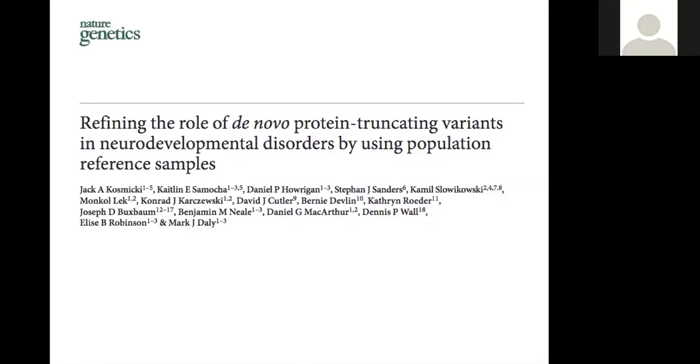Yeah, so today I'll be presenting this paper that we just published last week in Nature Genetics. We basically looked at de novo variants in the context of the Exome Aggregation Consortium's data set.